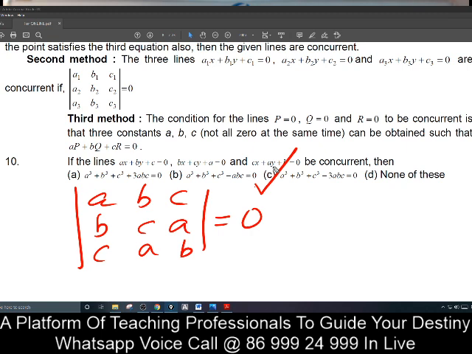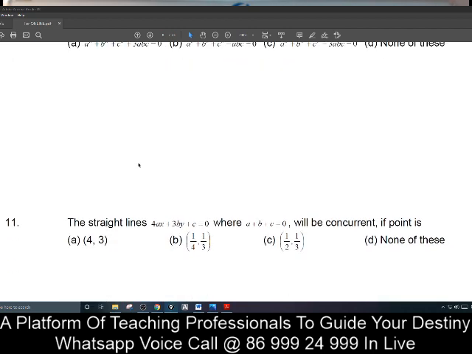Then you will get the determinant of it as this. Better you remember that as a standard result, please. The determinant of it is a cubed plus b cubed plus c cubed minus 3abc equal to 0. So the answer is option C. Next question.